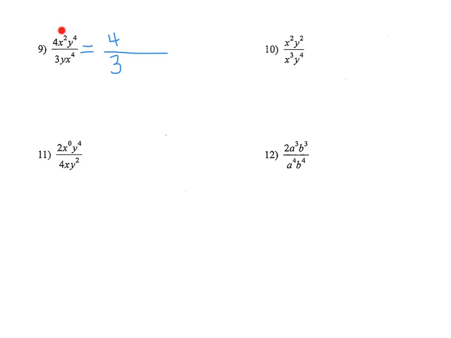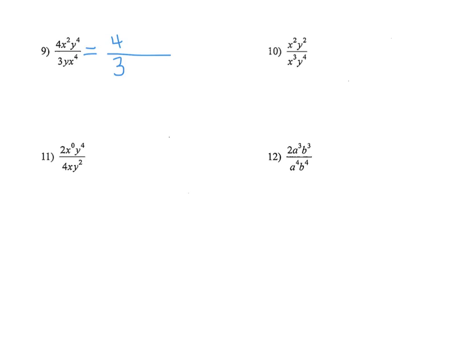However, for the x's, I have 2 minus 4. That gives me x to the negative second. Let me write it. X to the negative second that starts up here in the numerator. And then my y's, 4 minus 1, gives me y to the third up in the numerator. Remember, no negative exponents in my answer though.